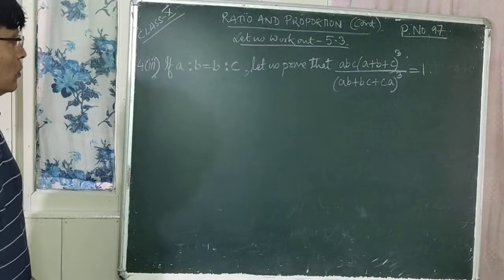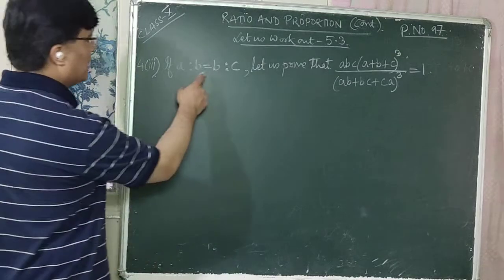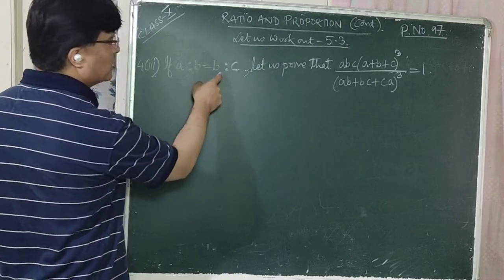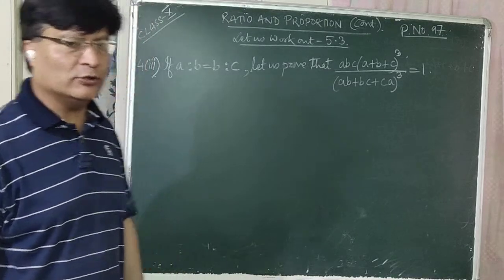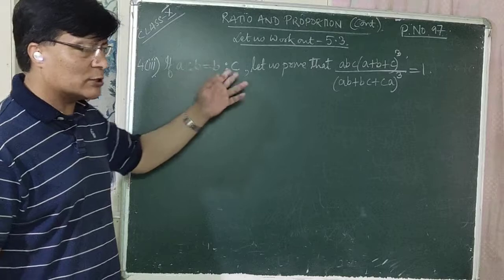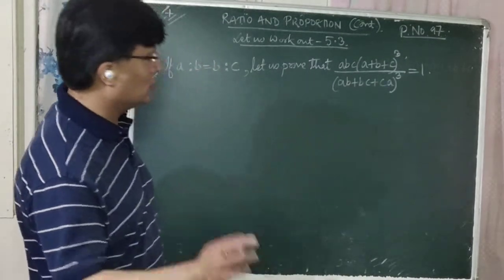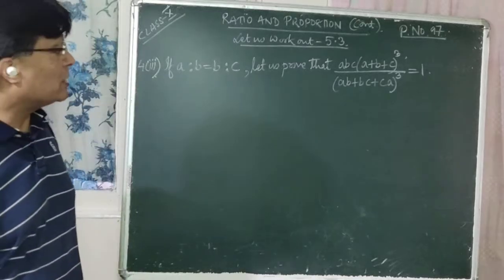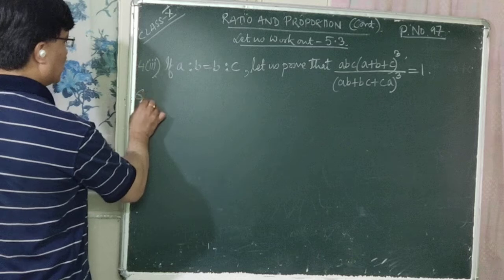So now we are doing the next question, that is number 3. If A is to B is equal to B is to C, here also B is repeated twice. So A, B, C are in continued proportion. So it is given. Let us prove that ABC into (A plus B plus C) whole cube divided by (AB plus BC plus CA) whole cube is equal to 1, right?